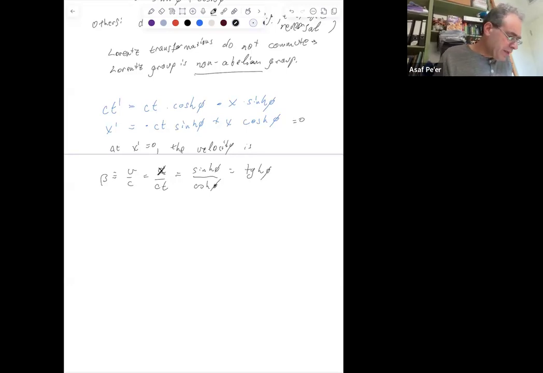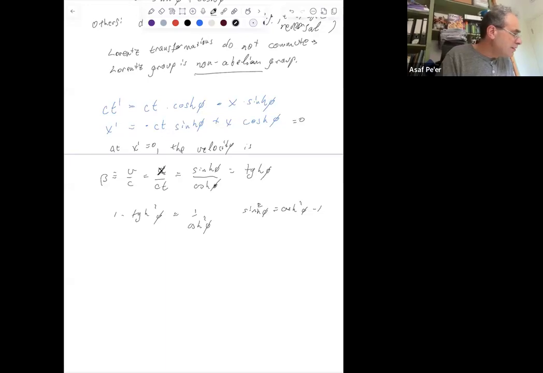But right now we're really using them. We don't need much more than that, because what we do need are some identities. So maybe you remember, what is 1 minus tangent hyperbolicus squared? Fine. You may or may not remember that. It's 1 over cosine hyperbolicus squared of phi. And of course, sine hyperbolicus squared of phi is cosine hyperbolicus squared of phi minus 1. These are simply identities.